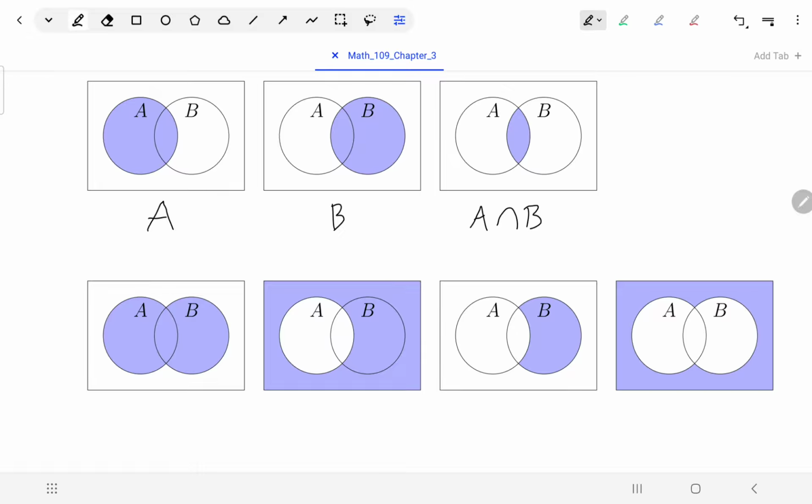And for the next one, I'm looking at this one. I have three regions shaded. I have only A, only B, and A and B together. If you're thinking about what this means, you've shaded in anything that's inside of A or inside of B or that's inside of both of them. What I've shaded here is A union B.